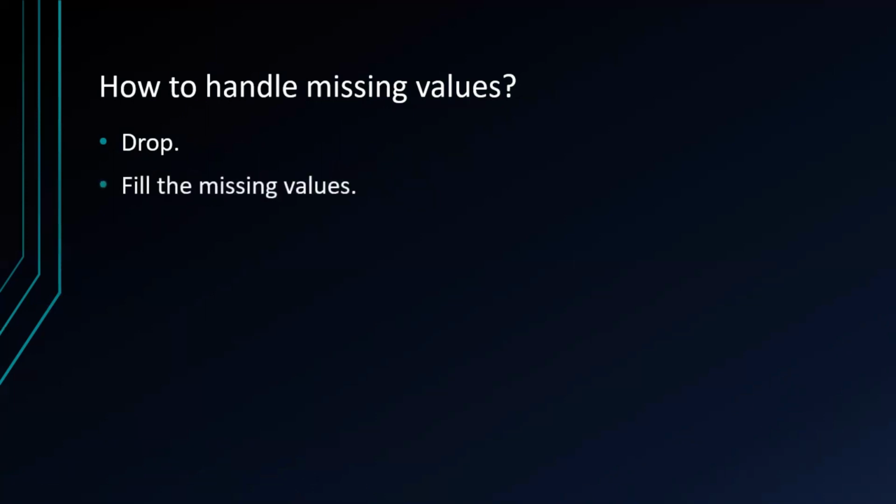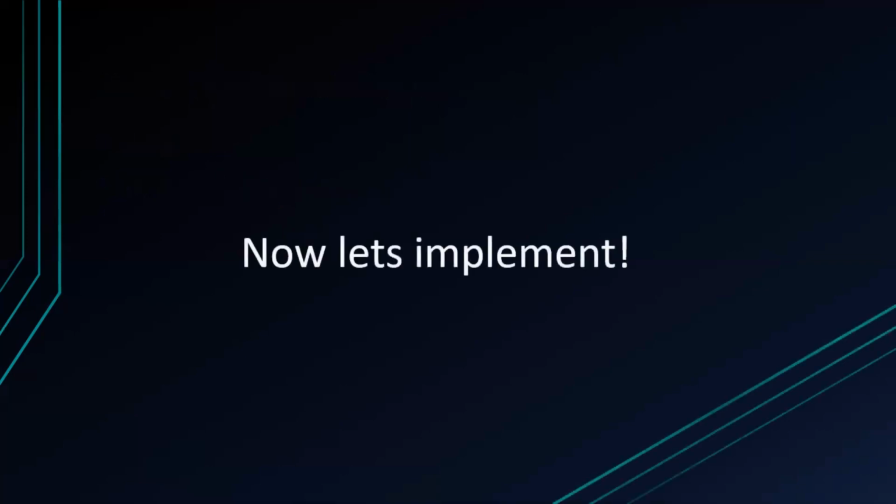The second approach is to fill the missing values. We do it through the process of imputation or interpolation. It means that we fill the missing values using the mean, median, or mode values according to the other observations in the whole dataset. Now let's move forward. Let's implement.